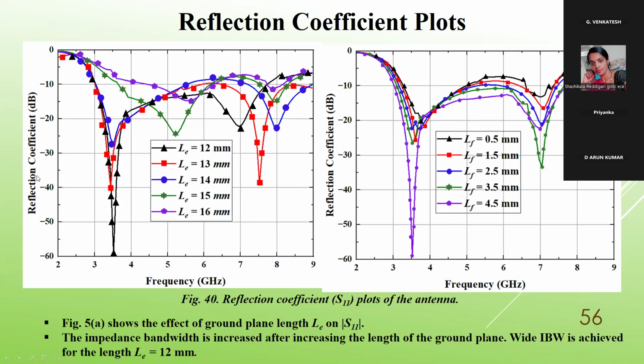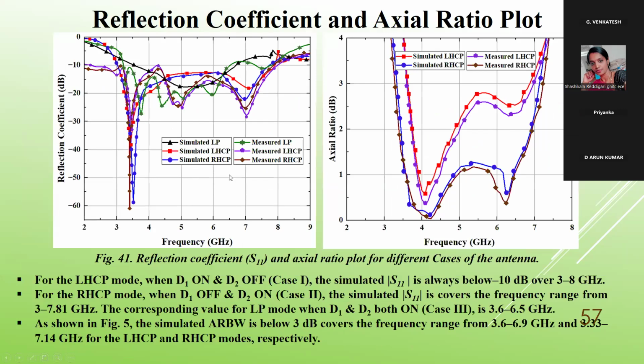Similarly, here the reflection coefficient simulated and measured cases for LHCP and RHCP are presented. For LHCP mode, D1 on and D2 off, case 1, the simulated S11 covers below minus 10 dB, covering 3 to 8 GHz.